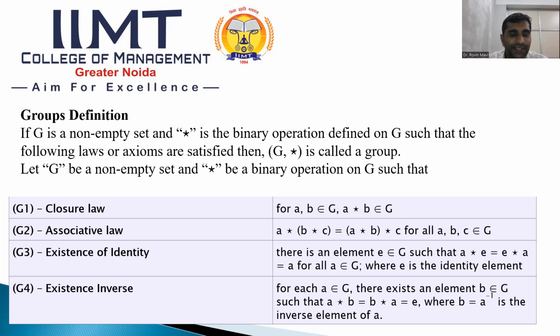Third property, existence of identity: for a belonging to G, there exists e belonging to G such that a star e is equal to e star a is equal to a. Fourth property, existence of inverse: for a belonging to G, there exists an element b belonging to G such that a star b is equal to b star a is equal to e.